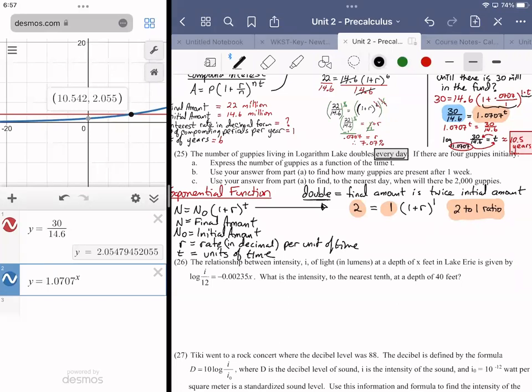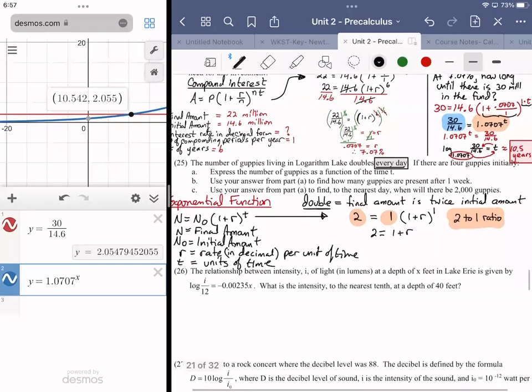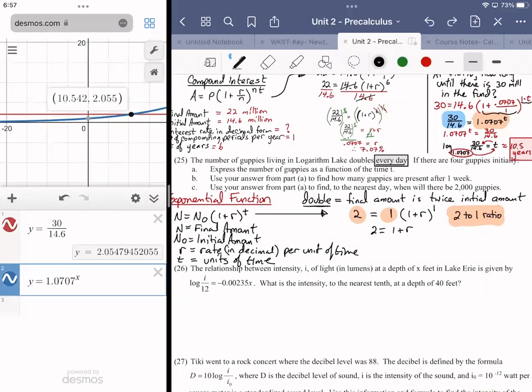But in doing this, I now have the means by which I can solve for the value of R. So this tells me that 2 is equal to 1 plus R. Very easy, much easier than what we had to do up here to solve for R. But that gives me an R value of 1. So my R value for a doubling situation is actually just a 1.